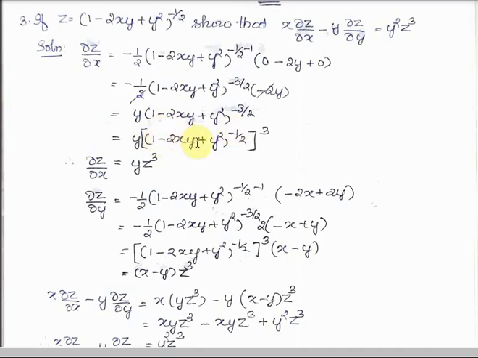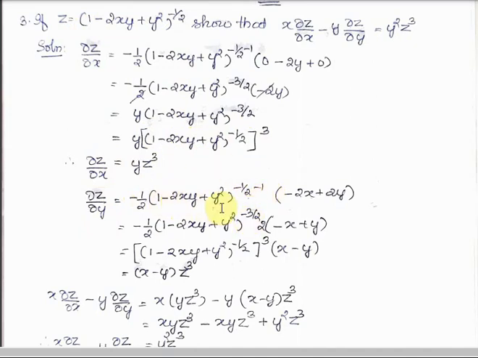1 minus 2xy plus y square to the power of minus half is z only. So this becomes yz cube. Then dou z by dou y. As usual, the power is to be differentiated first. Minus half into the term to the power of minus half minus 1. So this will become minus 3 by 2 here.